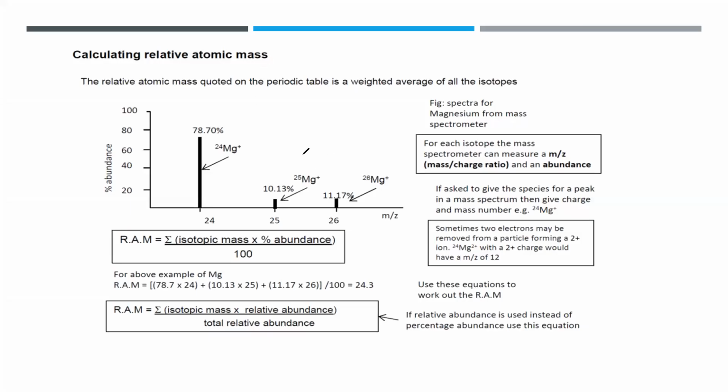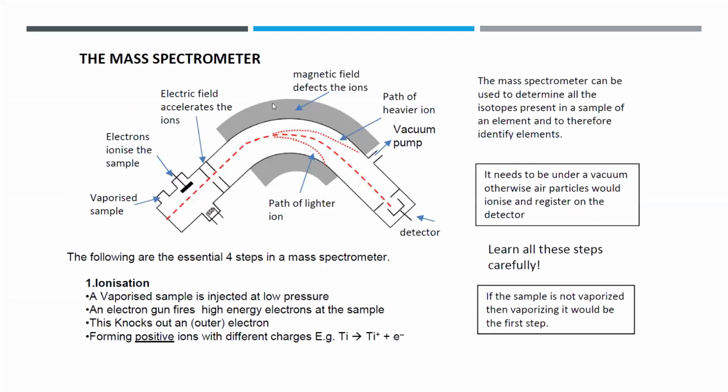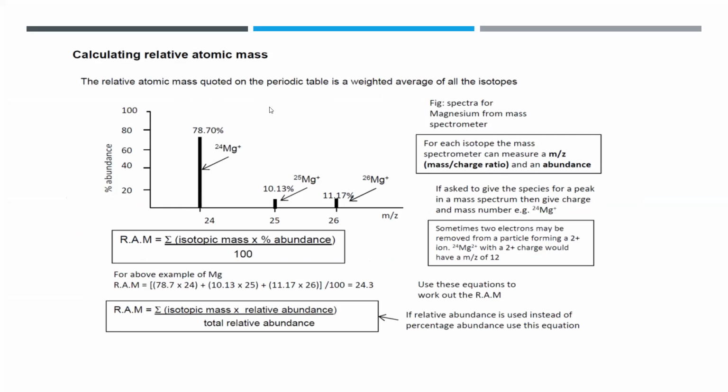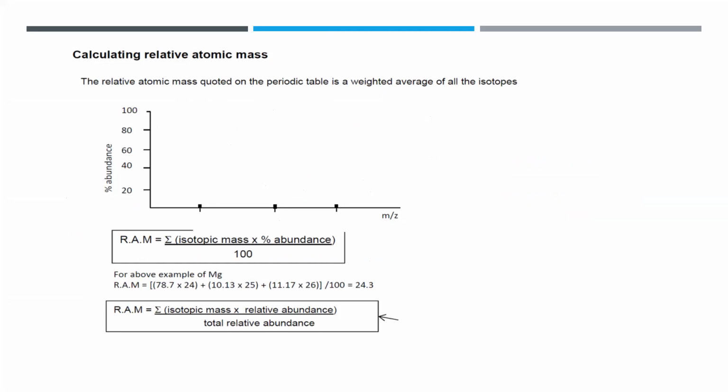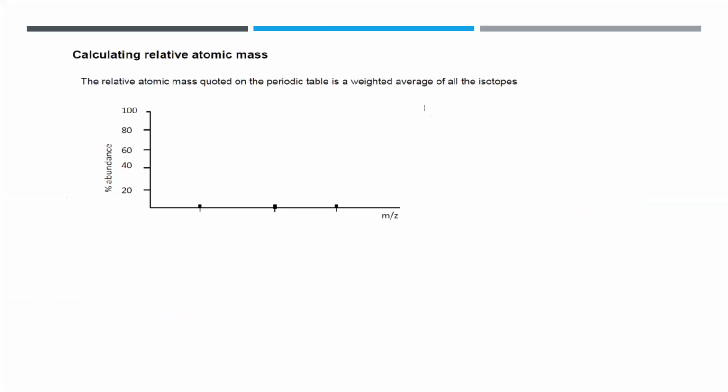For example, if you have an element which exists as a molecule, you may have two kinds of peaks. Number one, it can be due to the molecule, or number two, it can be due to the atoms. Like for example, if we say chlorine, chlorine has two isotopes.